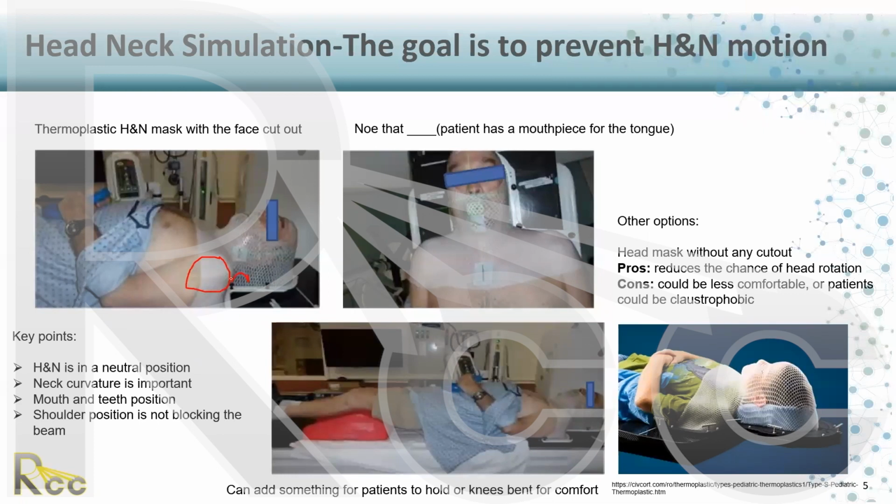And because the shoulder is at least 5 to 10 centimeters, if it blocks the beam, it will cause a lot of those differences. So not only make sure you have a comfortable position, but also during treatment, you make sure that the position is still the same.